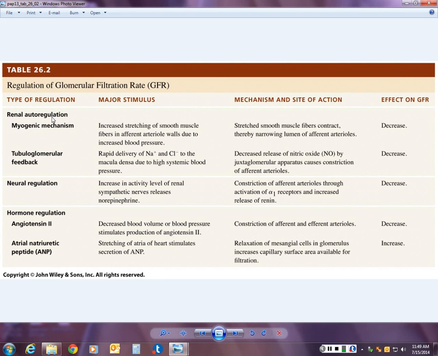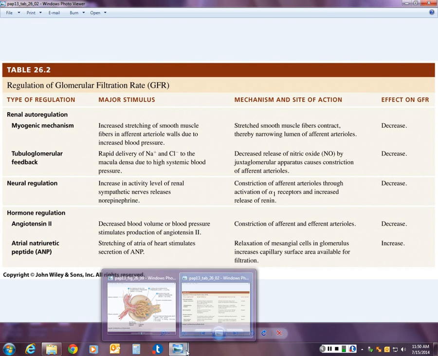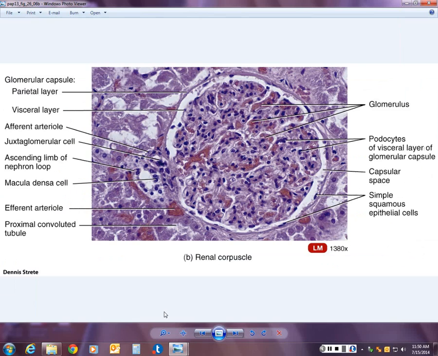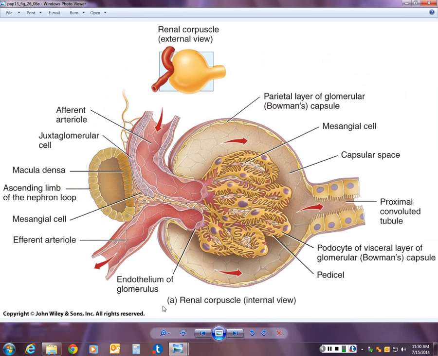So the kidneys themselves can regulate that GFR. If we take a look, there are two components to renal autoregulation. They're called the myogenic mechanism and also tubulo-glomerular feedback. In the myogenic mechanism, it's muscle literally that causes the regulation of GFR. If we go back to our diagrams, I'm going to scroll back a little bit to our image here of the renal corpuscle.